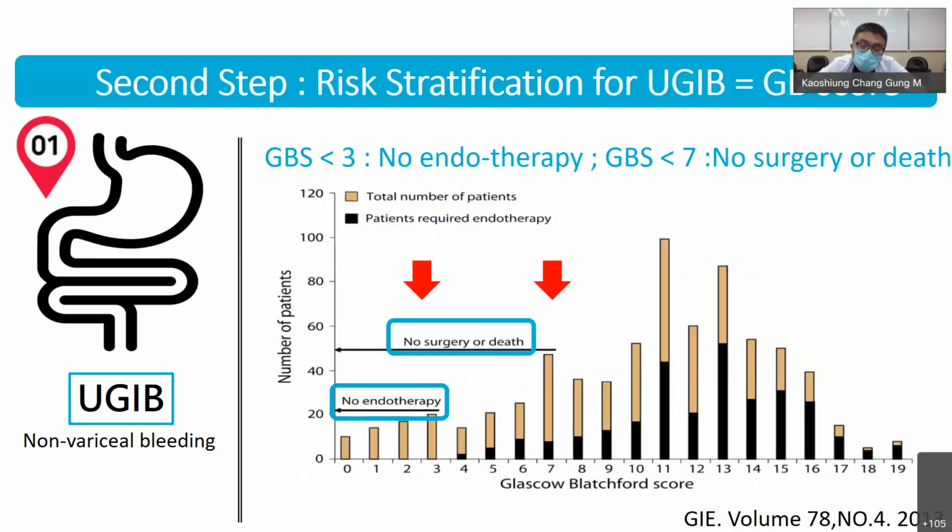Next, this is a more current article from GIE. It also shows that if patients have a Blatchford score of less than 3, no one needs urgent or emergent endoscopic therapy. If patients have a score of less than 7, no one died or needed surgical intervention for their upper gastrointestinal bleeding.